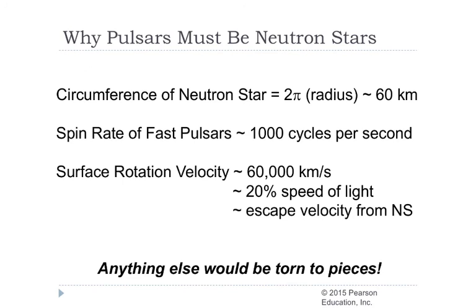And ultimately what happened is that the speed at which they were rotating, we're talking velocities about 20% the speed of light. Anything else apart from neutrons would fall apart. So anything else would just be torn into pieces. So these pulsars had to be these neutron stars.